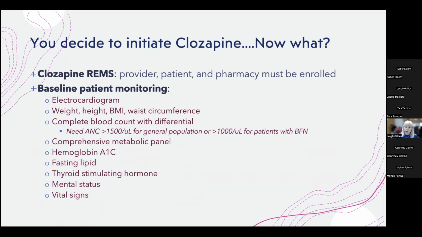So you want an absolute neutrophil count that's greater than 1,500 for the general population or greater than 1,000 for patients with benign familial neutropenia or BFN. You also want to get a baseline comprehensive metabolic panel, a hemoglobin A1C, fasting lipid, thyroid stimulating hormone, maybe get the whole thyroid panel, mental status, and vital signs. So you do the baseline.